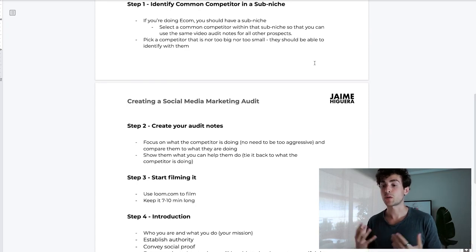The third step is you want to start filming. So you want to use loom.com to film it, and you want to keep it between 7 to 10 minutes long. I've done audits that have gone for 6 minutes. I've done audits that have gone for 30 minutes, as you can see on the screen. And so I've tried pretty much every single duration out there, and I can safely tell you that that is the right amount, that is the right length. So that is the third step.